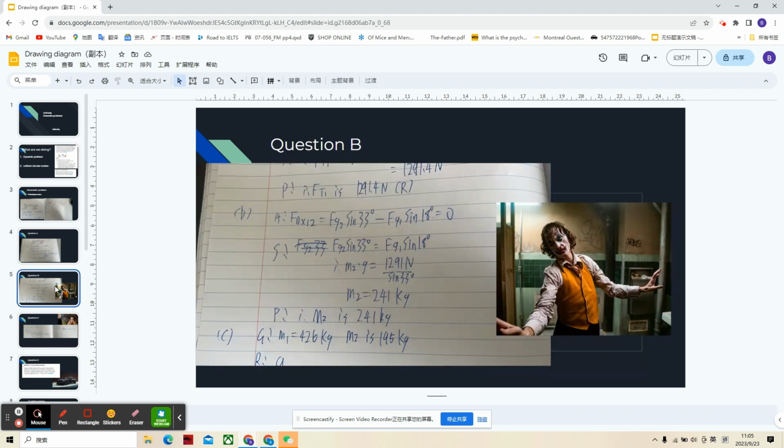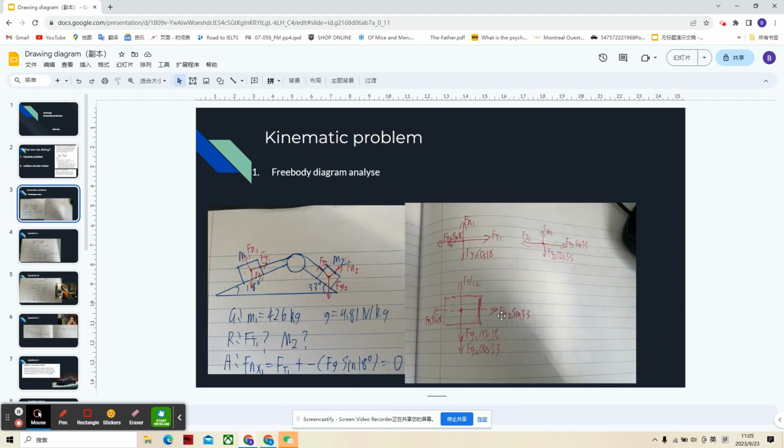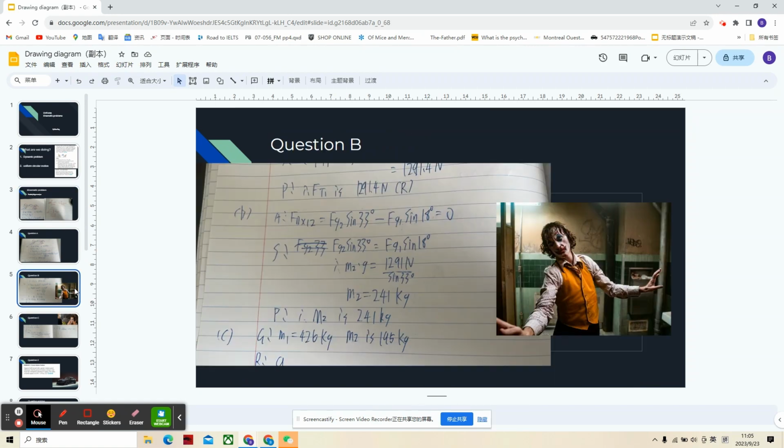Therefore, we came back to this force analysis. We can see in the downward part, we combine these all together. In the x direction, there's only Fg1 sine 18 and Fg2 sine 33. So in that case, if it stays in equilibrium, these two forces are equal. Therefore, we substitute into this equation: Fg2 sine 33 minus Fg1 sine 18 equals 0.